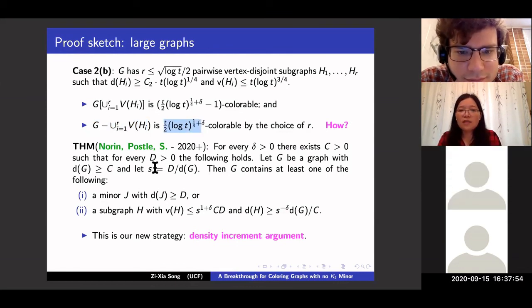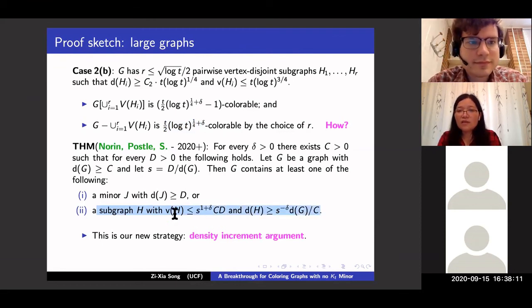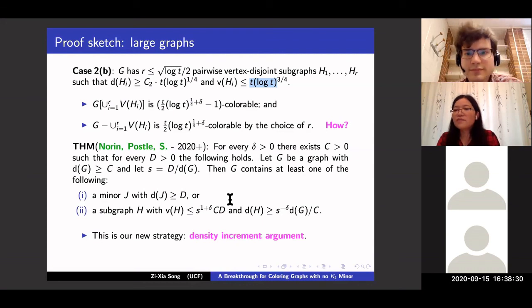And you are going to apply this to the subgraph I had here. When you apply this theorem to this subgraph I found here, you are going to choose your delta carefully enough. The density of H is going to be at least T log T to the 1/4, and the number of vertices here is T log T to the 3/4. So beta is equal to 1/4. It just works beautifully for the argument. The 1/4 comes from here.